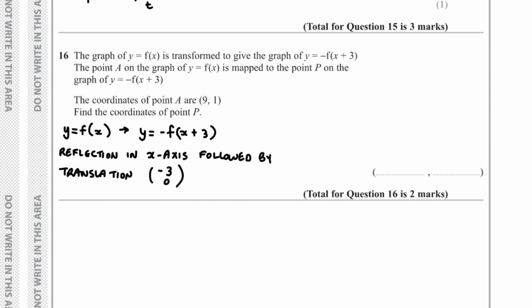So what we need to do, if we think about the coordinates of, well, if we're reflecting in the x-axis, that means we multiply the y-coordinate by minus 1. 1 times minus 1 is minus 1. And then for the x-coordinate, we need to subtract 3. 9 take away 3, that's 6. So the new coordinates of P will be 6, minus 1.